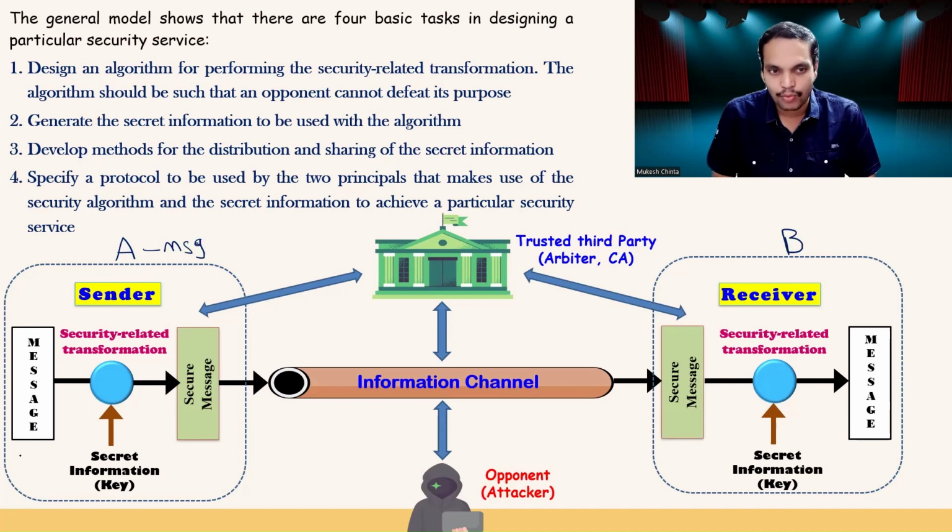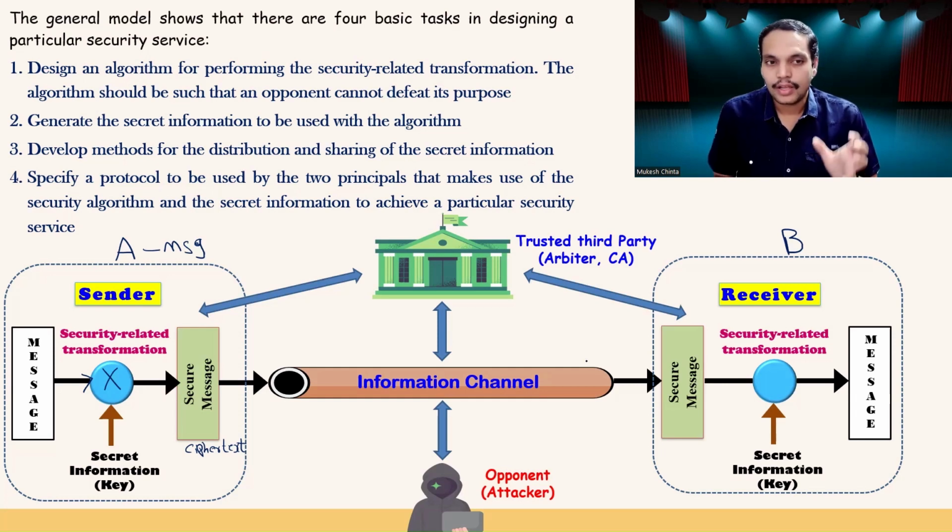You can see this is the message that A wants to send. This is given as an input to this particular round thing, which we call a security algorithm. This security algorithm accepts this message as an input along with the secret key. Both of them are put into this algorithm, which generates a secure message, which in other terms we call the ciphertext. This ciphertext is the one which is actually transmitted across the internet through the information channel and which is received by your recipient.